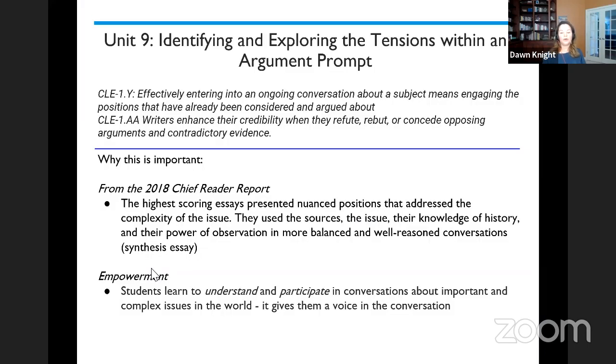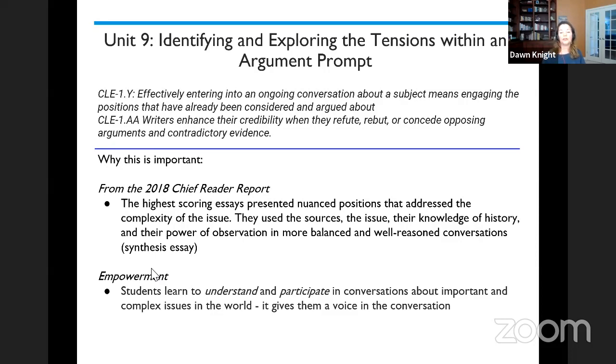Okay, so what you need to know today, we're continuing our Unit 9 lessons on the complexities of argumentation. At the top of the slides are the essential knowledge pieces we're working on today, looking at effectively entering into an ongoing conversation about a subject means engaging the positions that have already been considered and argued about. So there's a conversation already happening that we're joining. Writers enhance their credibility when they refute, rebut, or concede opposing arguments and contradictory evidence. And we'll talk about what that means later on.